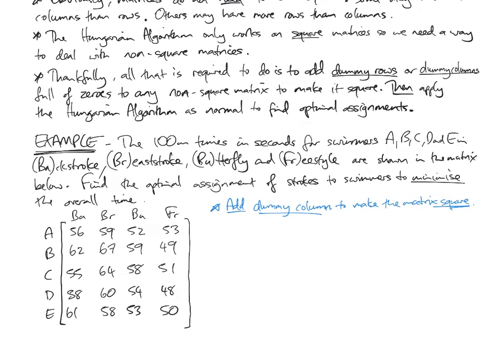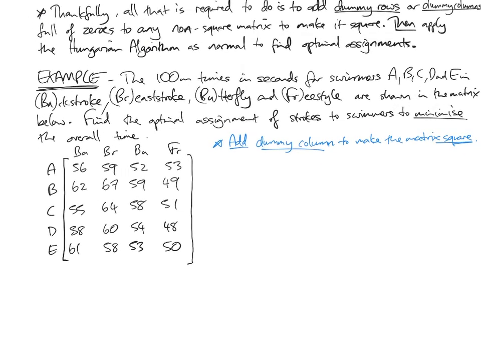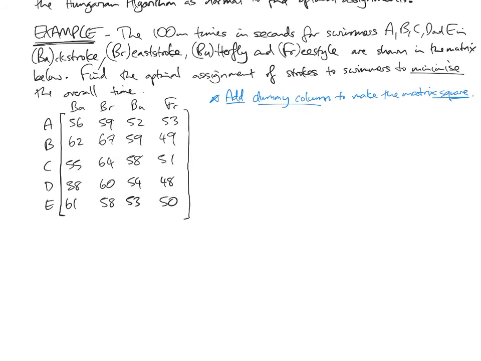We're hammering this swim team example, but this time we've got another swimmer, E. So the 100-meter times in seconds for swimmers A, B, C, D, and now E in backstroke, breaststroke, butterfly, and freestyle are shown in the matrix below. Find the optimal assignment of strokes to swimmers to minimize their overall time.